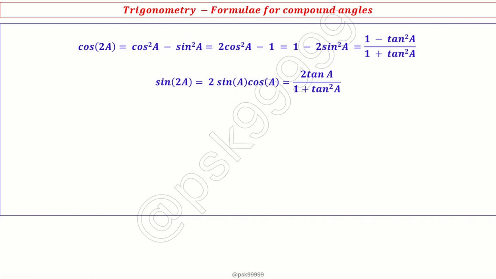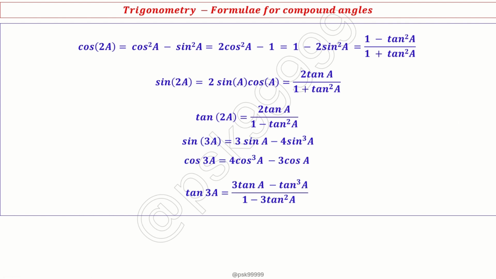Sin 2A is very easy. It is just 2 sin A cos A, which is also equal to 2 tan A by 1 plus tan square A. Tan 2A is 2 tan A by 1 minus tan square A. You see the difference here, only the denominator sign is different. Next, sin 3A, cos 3A, tan 3A. Once you remember sin(A+B), cos(A+B), this is very easy to derive, so you don't need to remember. If you remember, it is very good.